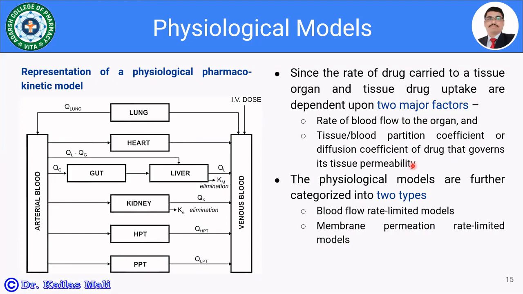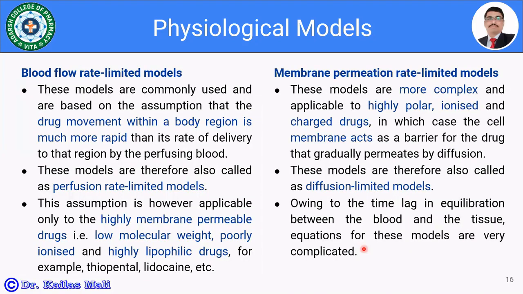So depending on that, there are two types of physiological models. The very first model is known as the blood flow rate limited model, that is, the perfusion rate limited model. And the second one is the membrane permeation rate limited model, also known as the permeability rate limited model. So let us first see the blood flow rate limited model.